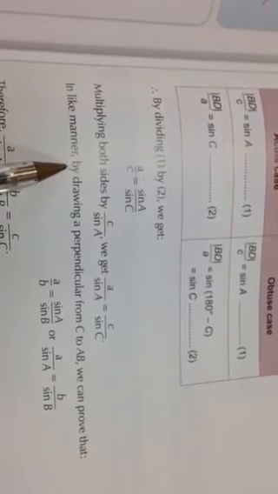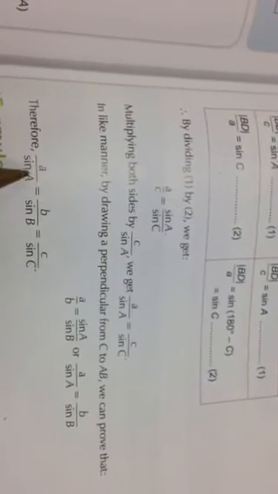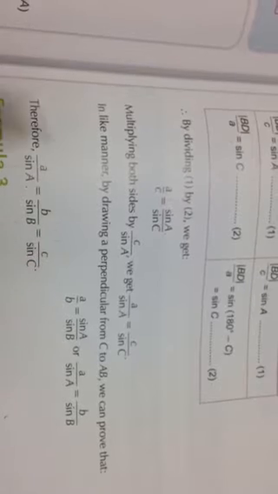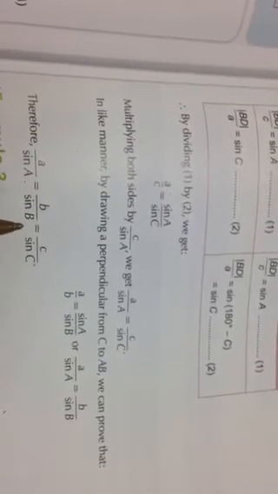Now, in like manner, so I just said similarly, you could draw a perpendicular from C to AB, and you can prove that A over sine A is equal to B over sine B. Therefore, A over sine A is equal to B over sine B is equal to C over sine C. Okay. Now that's for your acute triangle.